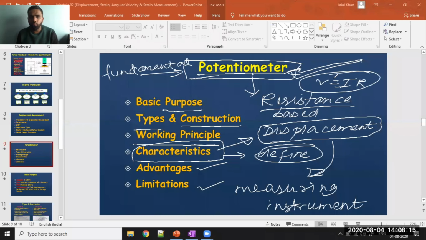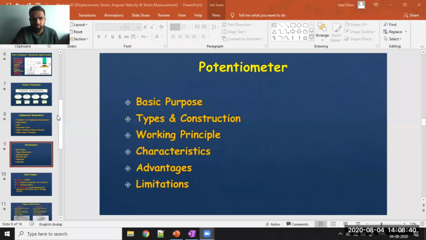Okay, so what we will be doing in this lecture is we will cover how does a displacement type potentiometer work. Okay, and what are its basic types, what is the construction, what is the working principle, what are its characteristics for which you should buy the potentiometer, then what are its advantages and limitation. I think I have already covered all the things in precise detail for you to understand and for you to proceed. Okay, so what I'll do is I'll go to the next slide.